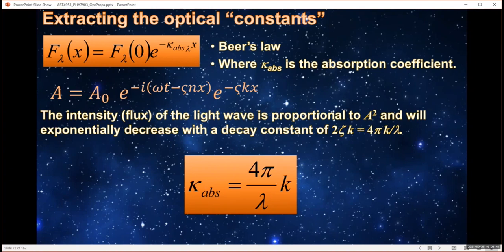The important thing here is that we can measure how much light is missing once it's passed through a material. And if we can measure that, we can also get this k, which is the imaginary part of the complex refractive index.